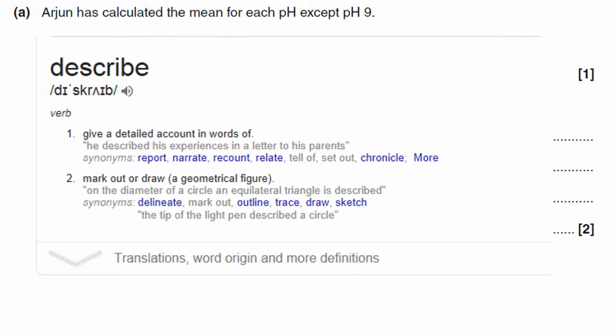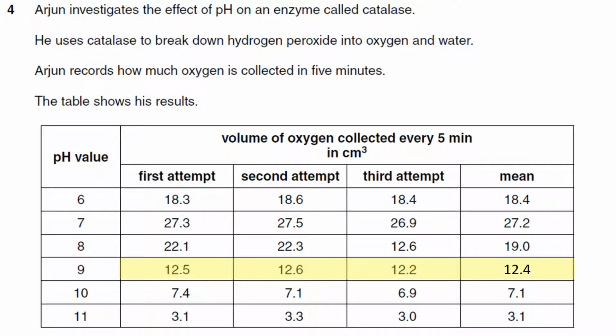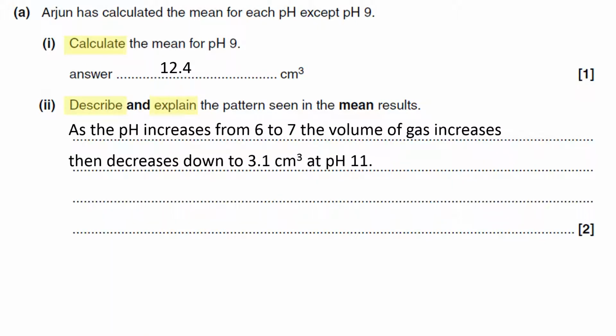So what does it mean to describe? Describe, give a detailed account, report, narrate. Now I think of it as say what you see. Just write down what you see with your eyes. So what do we see? Well, we see that the mean goes from 18.4 at pH 6 up to 27.2 at pH 7, and then it goes down and down and down. Don't forget, we only need 1 mark on the describe section, so we're going to write something along the lines of, as the pH increases from 6 to 7, the volume of gas increases, then decreases down to 3.1 cubic centimeters at pH 11. That's plenty of information for 1 single mark.